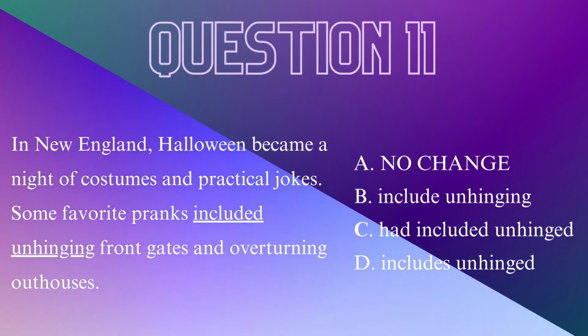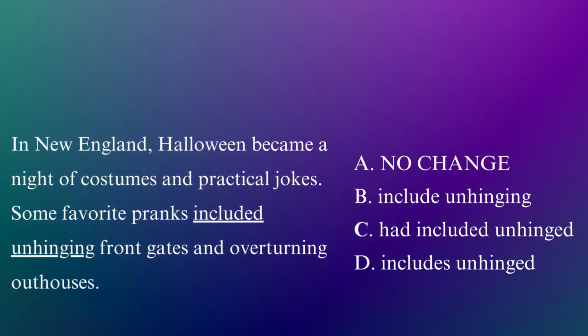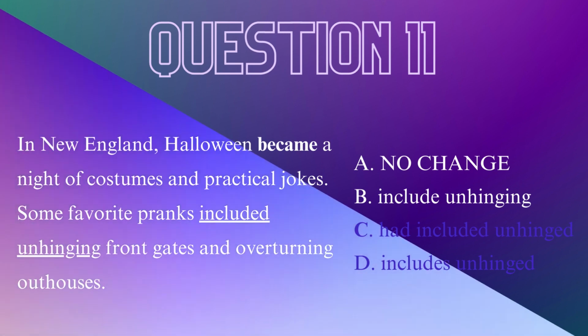Question 11. This question goes back to keeping verbs and verb phrases parallel. Some favorite pranks included unhinging front gates and overturning outhouses. Included is a past tense verb ending in ed. It is followed by unhinging, which ends in ing. Look at the entire sentence. The pranks included doing what to the front gates? Unhinging. Doing what to the outhouses? Overturning. Another ing verb. Only choices A and B use the ing form from there.